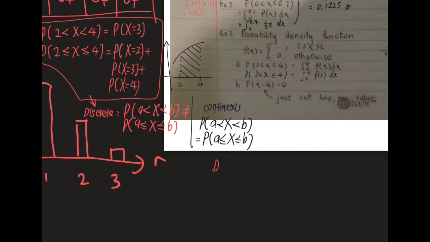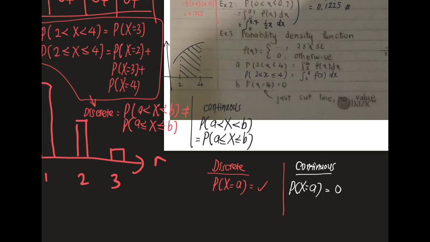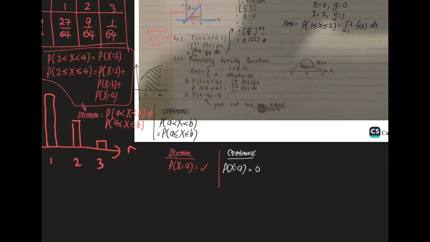So in general, it is going to be like this. In discrete, the probability of X equal to a value, we have a value. We can easily find it, depending on the probability function. But in continuous, the probability of X equal to a is always equal to 0. So that is another difference. Okay, we have done everything on this page already. Now let's move on.